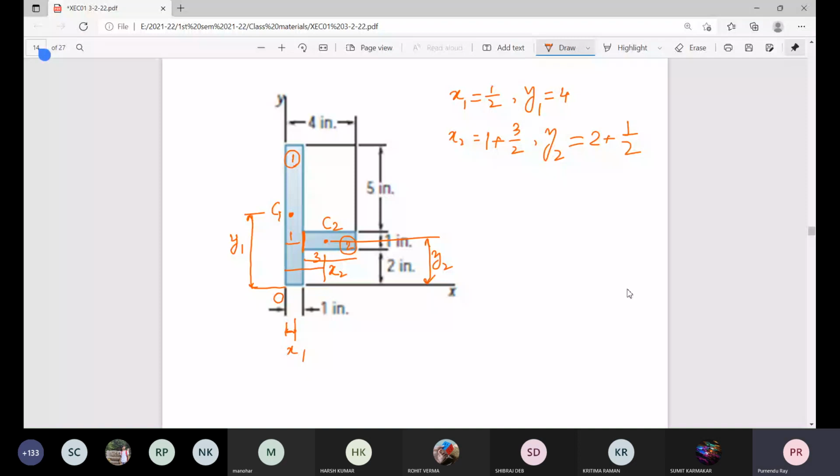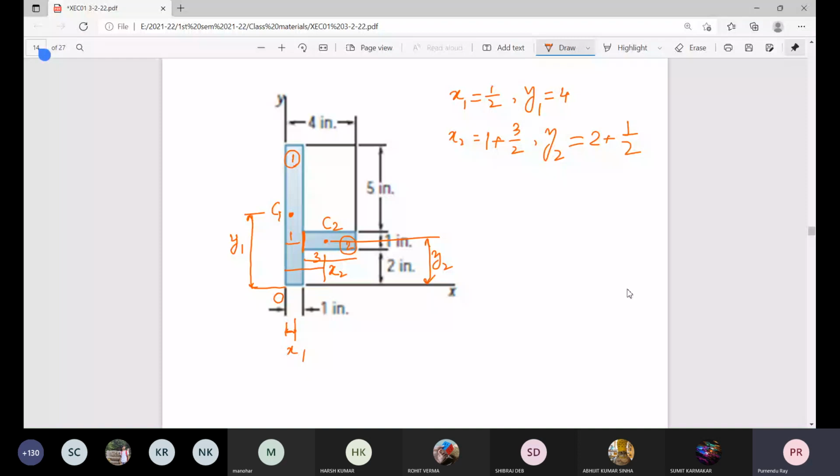Now, what about the area of element 1? It is 1 multiplied by 8, so 8 inches square. And what about the area of element 2? It is 3 inches square. These are in square inches, and the coordinates are in inches. It could be in millimeter or centimeter, whatever the unit, the calculation is numerical.